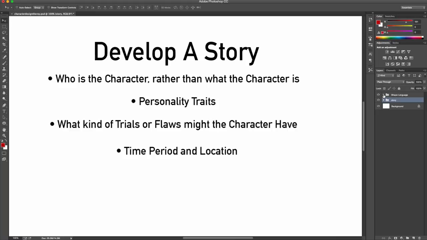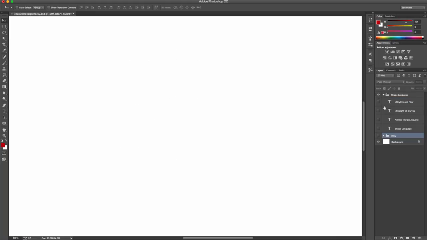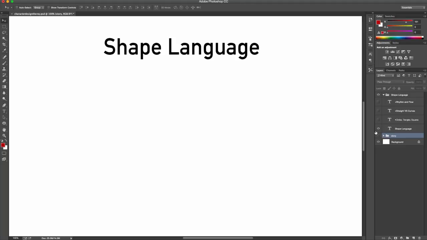Next, I want to talk about shape language. I'll be talking about shape language quite a bit. Shape language is a set of graphical ideals that say something about the character. Every shape has a different message that it brings, so you want to have this repeating shape or repeating message throughout your character.